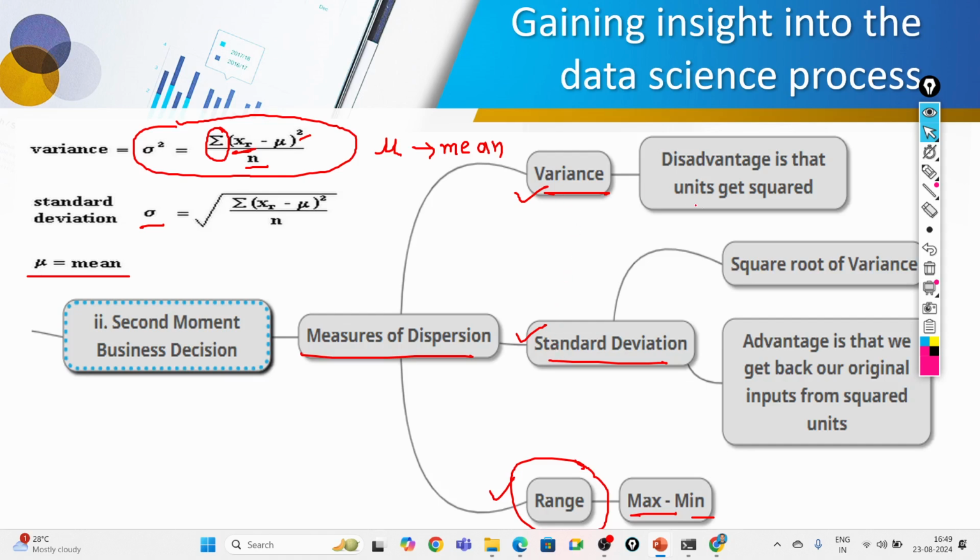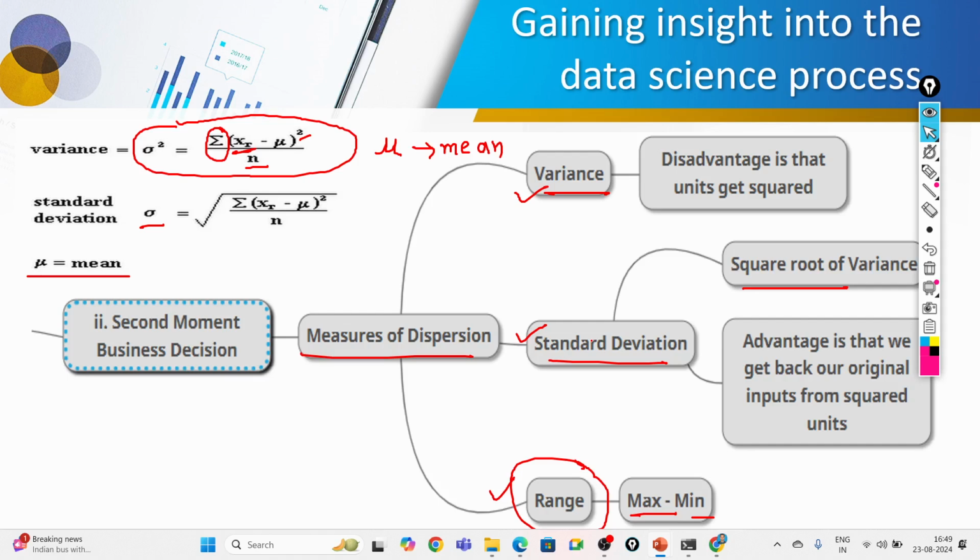Because in variance, as we are squaring the numbers, if you have outliers, then that outlier impacts a lot. So because of that we are moving towards standard deviation, where we are taking a square root of a variance, and because of that whatever the impact of the outlier is, that gets reduced. So the most important concept is the standard deviation, which we are going to prefer.